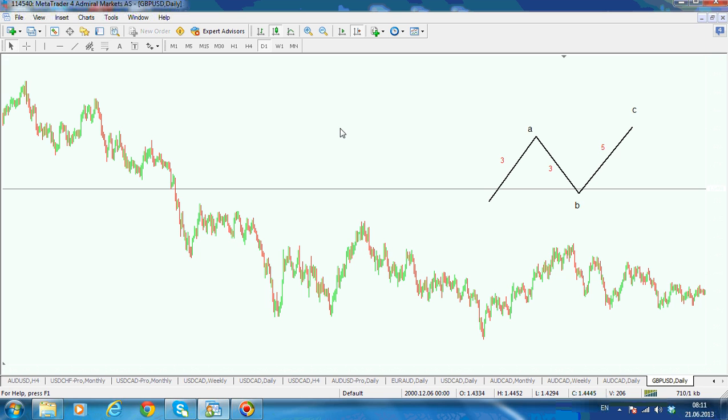Then wave C must be less than 3 times the price distance of wave A. So what you should do is measure the length of wave A, put it 3 times, and that should be the maximum for the C wave. Now let's move on. This was only the introduction of a flat, and let's move on to actually see a common flat and try to analyze it. Stay tuned.